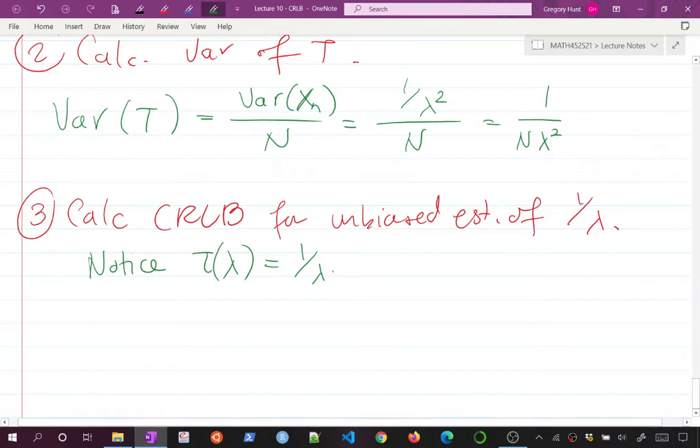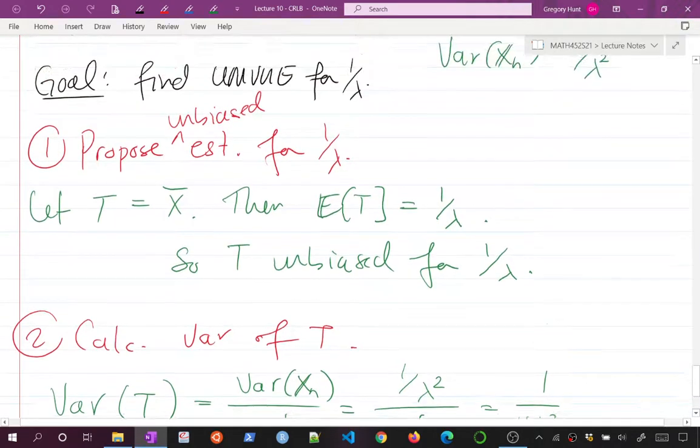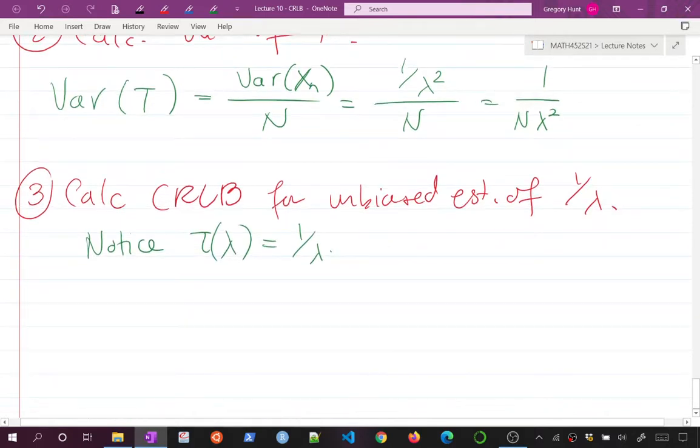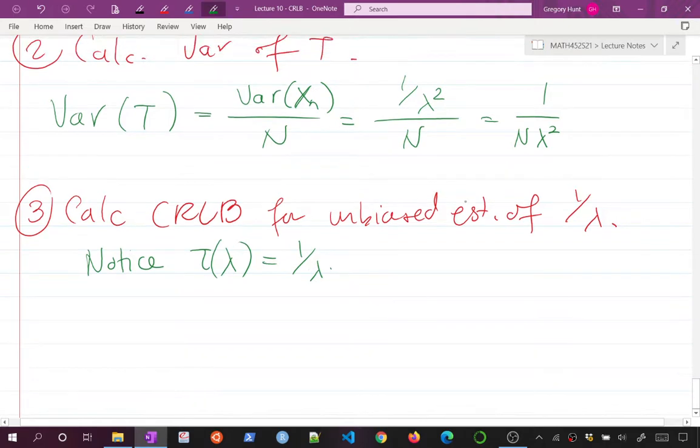This is why, in the theorem, I asked what if we want to work on a function. You might say, why would we want to work on a function? Here's an example. We want to estimate the mean. We don't want to estimate lambda, we want to estimate 1 over lambda. So my tau of lambda in this case is 1 over lambda. And so I need to calculate the Cramer-Rao lower bound for 1 over lambda.